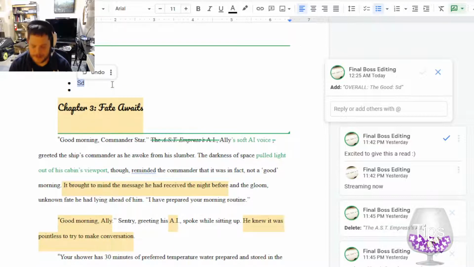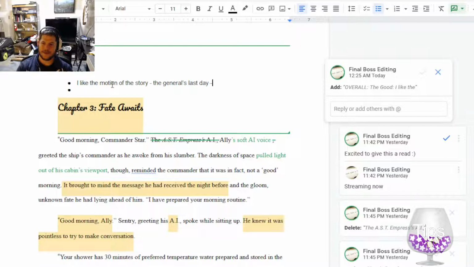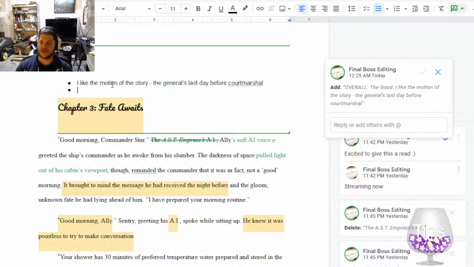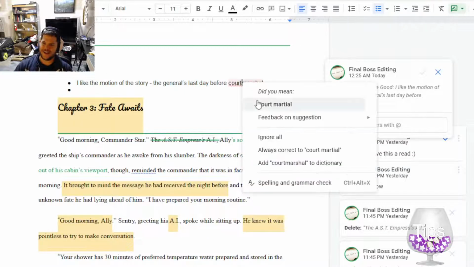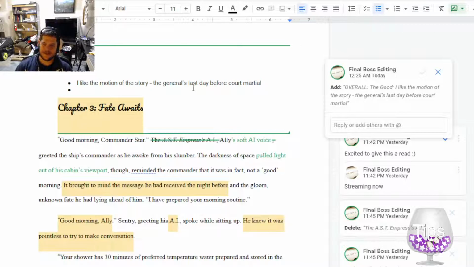All right. I like the motion of the story: the general's last day before court martial. I don't think I spelled that right. Okay. The world building is cool.